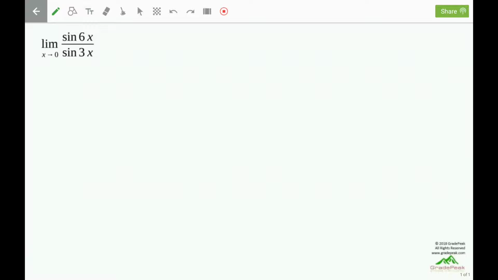Limit as x goes to 0 of sine of 6x divided by sine of 3x. First thing we're going to do is try plugging a 0 in for each of the x's. That'll give us sine of 6 times 0 divided by sine of 3 times 0. 6 times 0 is 0. 3 times 0 is 0. We have the sine of 0 over the sine of 0. The sine of 0 equals 0, so we have the 0 over 0 indeterminate form.